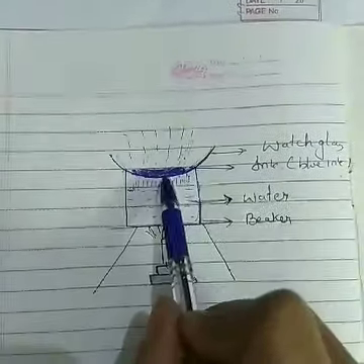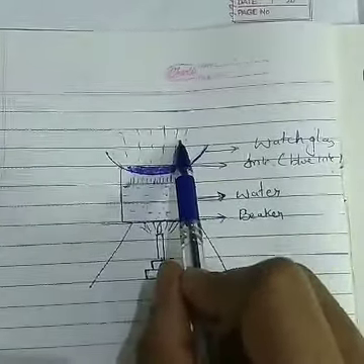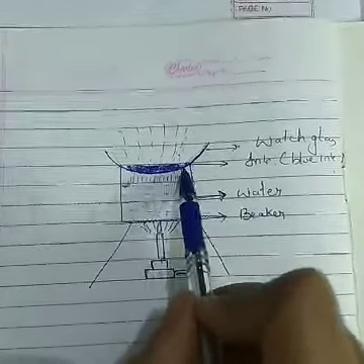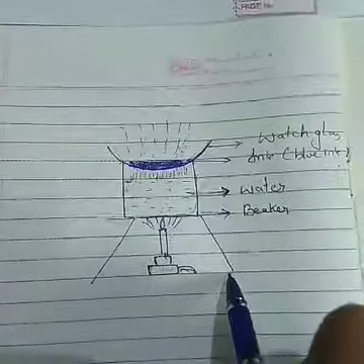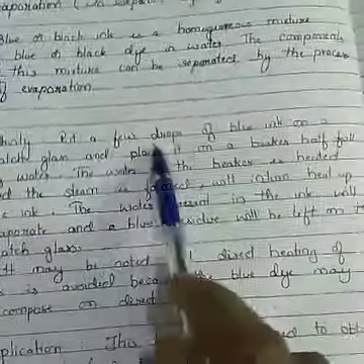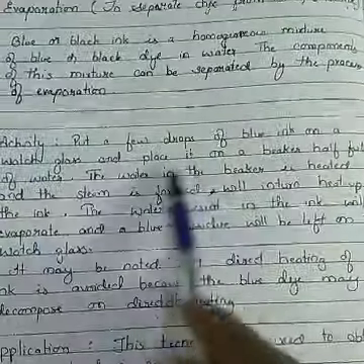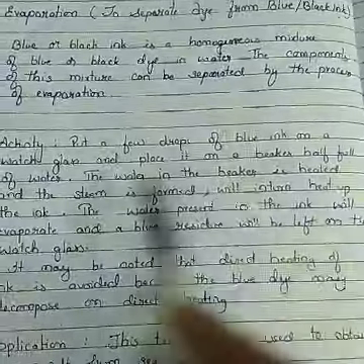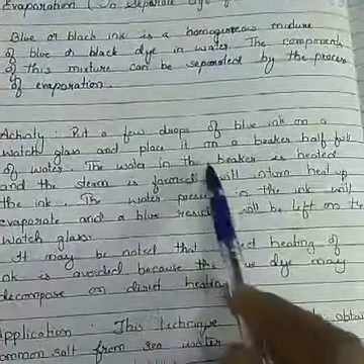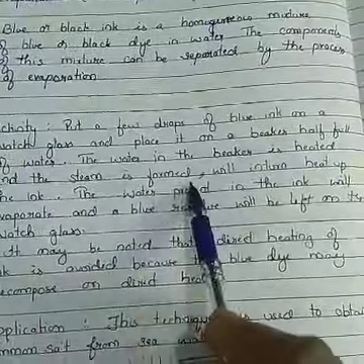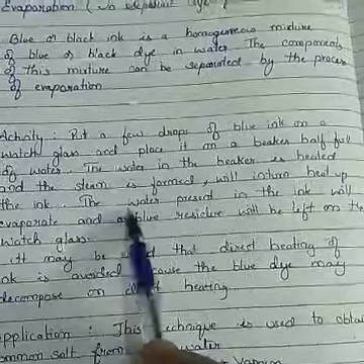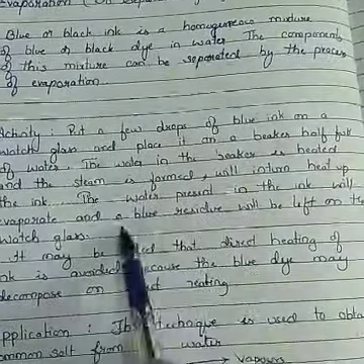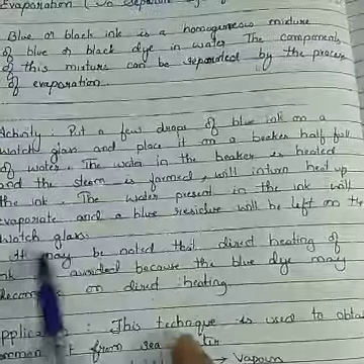So, in this way, you can separate dye from water, or blue dye or black dye from the ink. This is the technique called evaporation. This technique I have explained here. Put a few drops of blue ink on a watch glass and place it on a beaker half full of water. The water in the beaker is heated and steam is formed, which will in turn heat up the ink. The water present in the ink will evaporate and blue residue will be left on the watch glass.